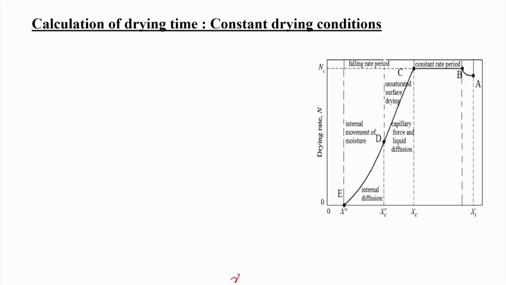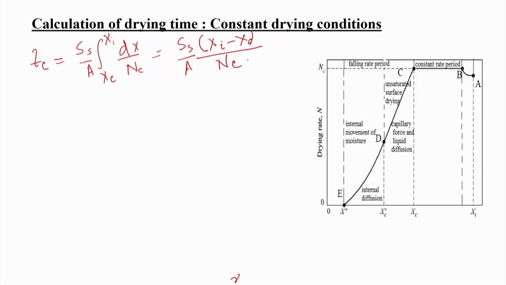So, for the constant drying period, T_c is S_s by A into the integral from x_c to x_i of dx over N_c, which is equal to S_s by A into (x_i minus x_c) by N_c. So, T_c will be equal to S_s by A into (x_i minus x_c) by N_c.